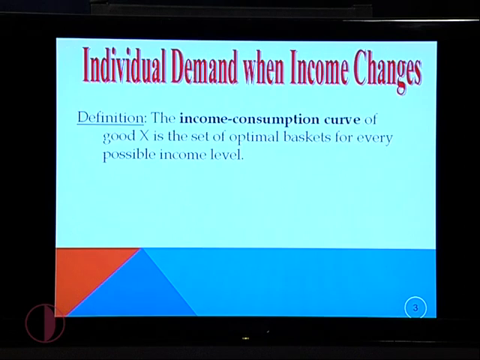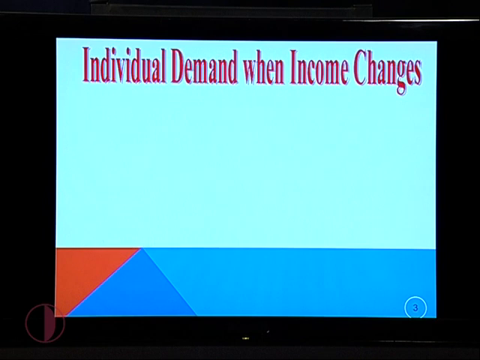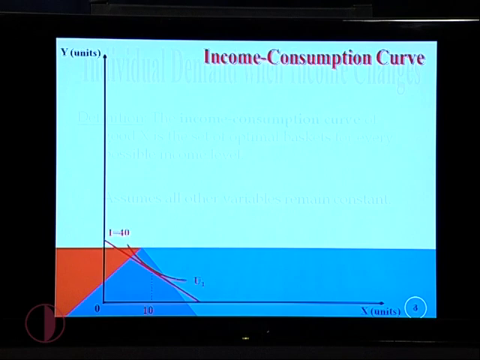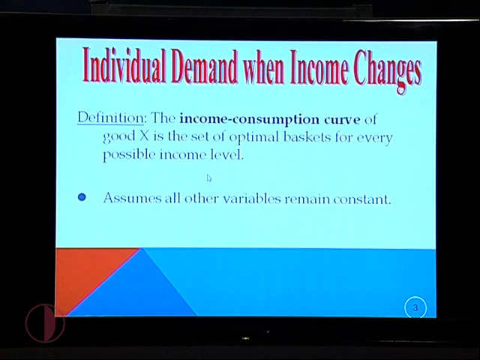As you are aware, the demand curve is mostly concentrated on the curve you are observing here. When the utility curve is tangent to the budget line, this will then satisfy the optimal bundle for the consumer. The income consumption curve can be realized by using these curves. We are considering here that all the variables remain constant.